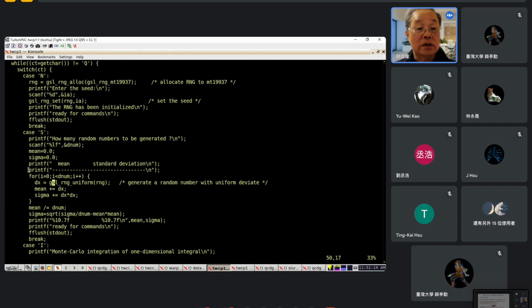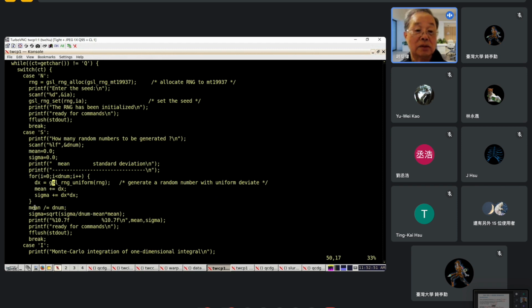I have this dx. dx is just a uniform random number generated by using this Mersenne Twister. It generates a random number with uniform deviation, and then I add all these numbers together. I get a mean, and sigma is the dx squared, and then I normalize it by the total number of these.